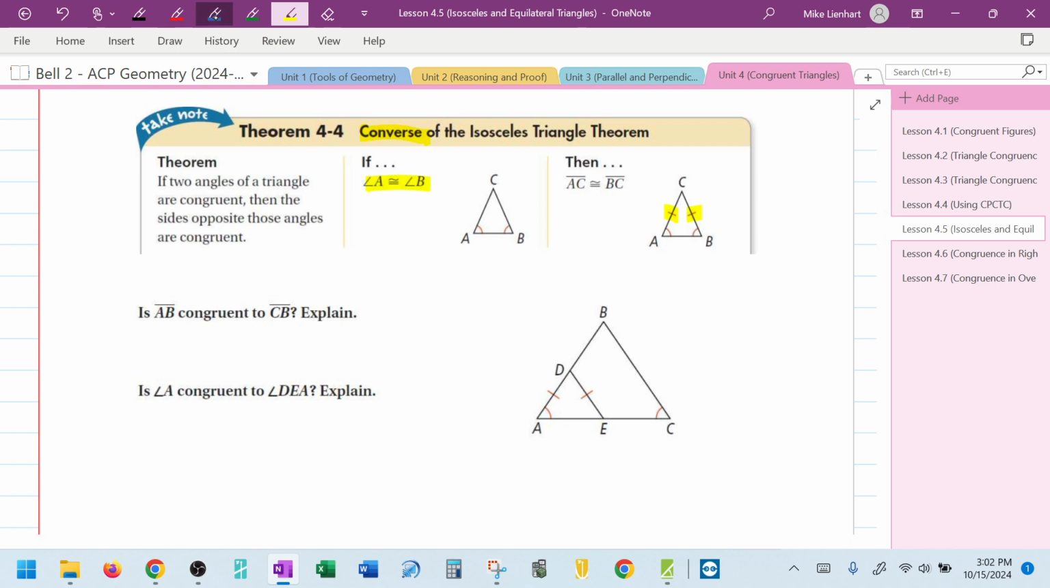So let's look at a couple questions here. It says, is AB congruent to CB? All right. AB is this big side, CB is this big side. I notice that this angle and this angle are congruent, therefore the sides across from them must also be congruent. So I know AB must be congruent to CB by the converse of isosceles.